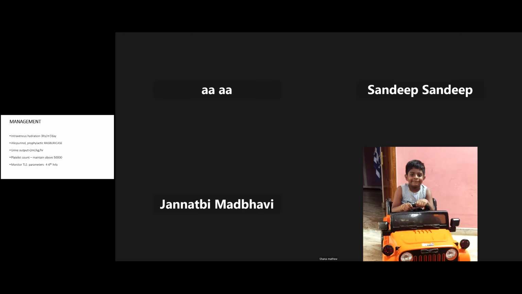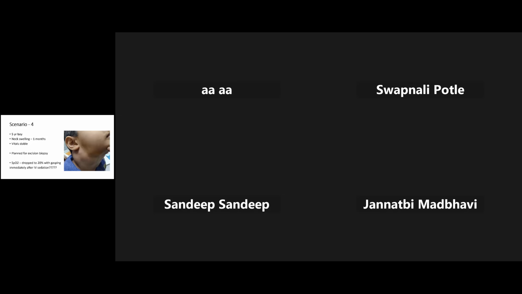So how do you manage this hyperleukocytosis? Again, intense hydration with a target of 3 liters per meter square per day. And as already mentioned, give allopurinol, prophylactic rasburicase, and maintain a urine output of more than 2 ml per kg per hour. Normally we target a platelet count of 10 to 20,000, but in patients with hyperleukocytosis try maintaining a platelet count of more than 50,000 and monitor the TLS parameters 4 to 6 hourly, because these hyperleukocytosis patients are at high risk for tumor lysis syndrome.